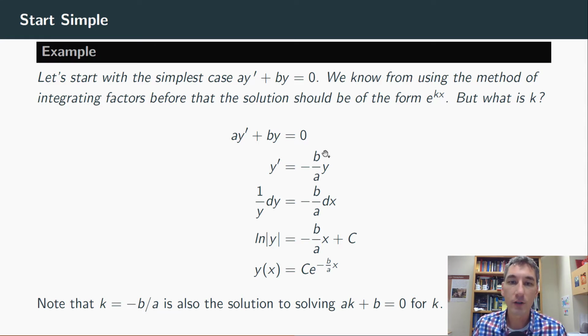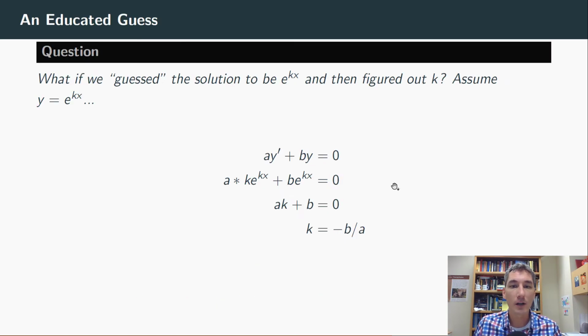But what I also want you to do is to think of this like a linear function, like mx plus b kind of a thing, or ak plus b. And if you just solved that for k, you would also get negative b over a. Okay, so there's some connection between the look of this and the answer, e to the negative b over a x, and just looking at this and solving for k. Now, maybe that's a coincidence and maybe it's not. Let's see why it's not a coincidence.